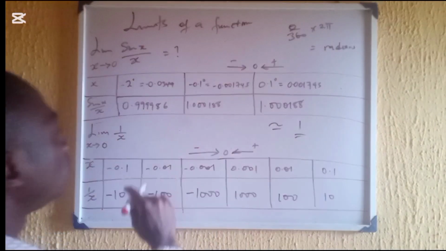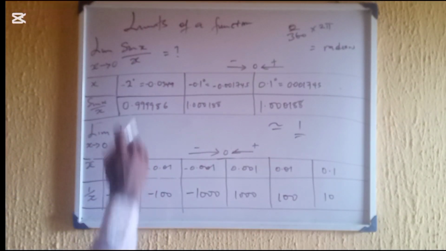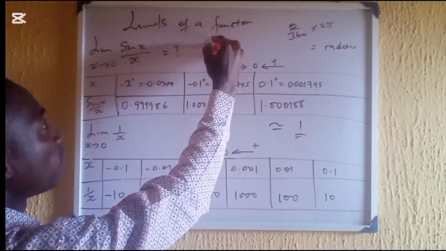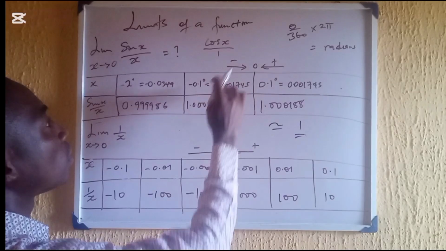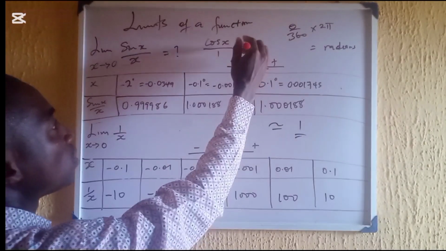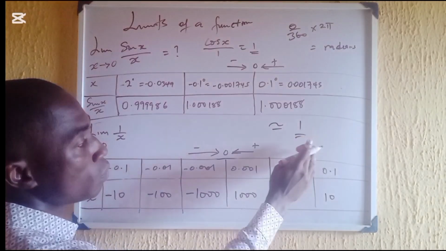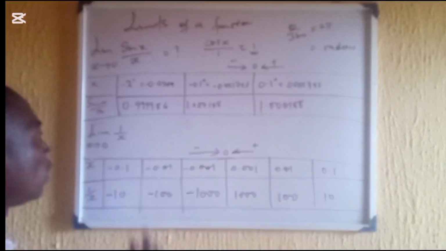Now, we would have done this just by differentiating the numerator and the denominator. When you differentiate sin x, you have cos x. When you differentiate x, you have 1. Then substitute for x at 0, cos 0 is equal to 1. So you can see we got the same 1 we got. Let's look at the next example.